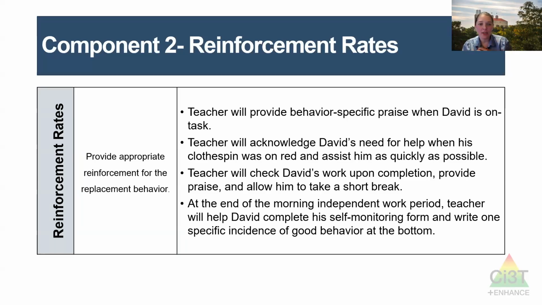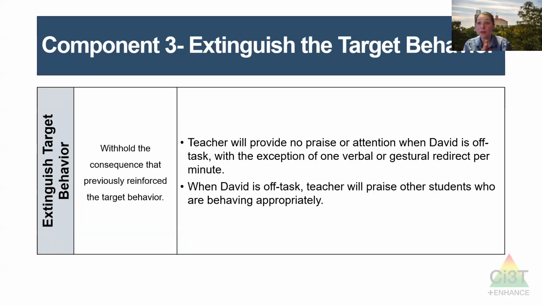And then at the very end, the teacher's going to help David do his self-monitoring and write one instance of good behavior. That's getting at that attention piece. He's getting this positive one-on-one interaction with his teacher. And then we're going to extinguish the target behavior. So the off task, that's not going to work anymore to get attention, and that's not going to work anymore to escape your activity. So we're not going to give him praise or attention when he's off task. We'll give one verbal redirect, one gestural prompt.